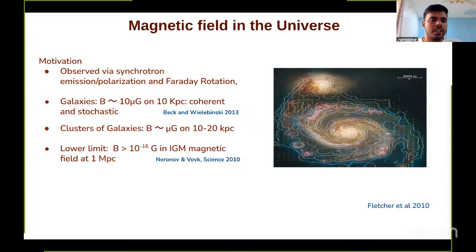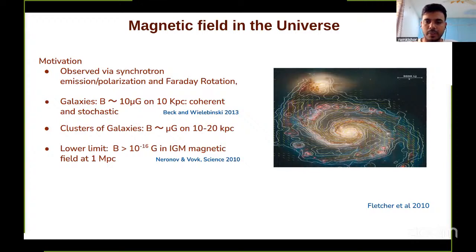All right, so magnetic field has been observed over a large scale in the universe, and it won't be incorrect to say that wherever one has tried to observe the magnetic field in the universe, they have found its presence. It has primarily been observed by synchrotron emission and Faraday rotation. If you look at collapsed objects like galaxies and galaxy clusters, the typical magnetic field strength observed in a galaxy is roughly 10 to tens of microgauss, and this is typically ordered over the size of the galaxy.